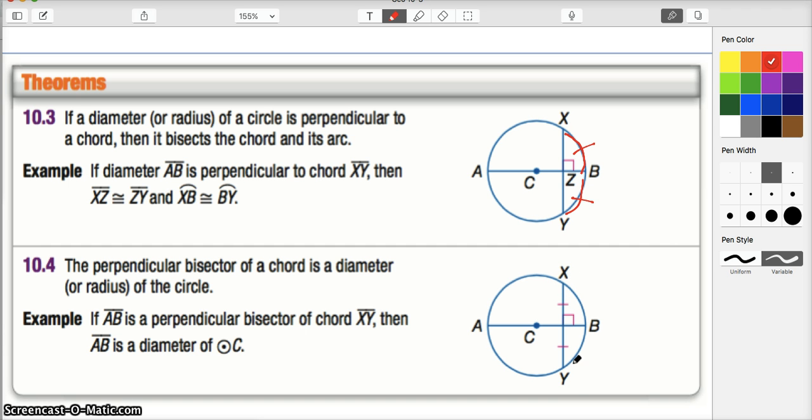Given a chord XY and the fact that some segment is coming here and it's a perpendicular bisector, then I know that this segment must belong to the radius or the diameter. Does that kind of make sense? All right, let's take this new information and see how we can apply it.